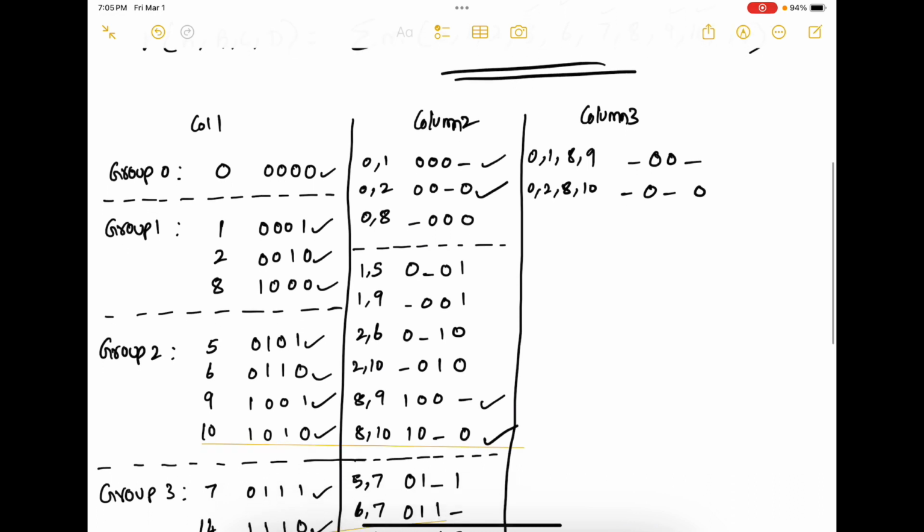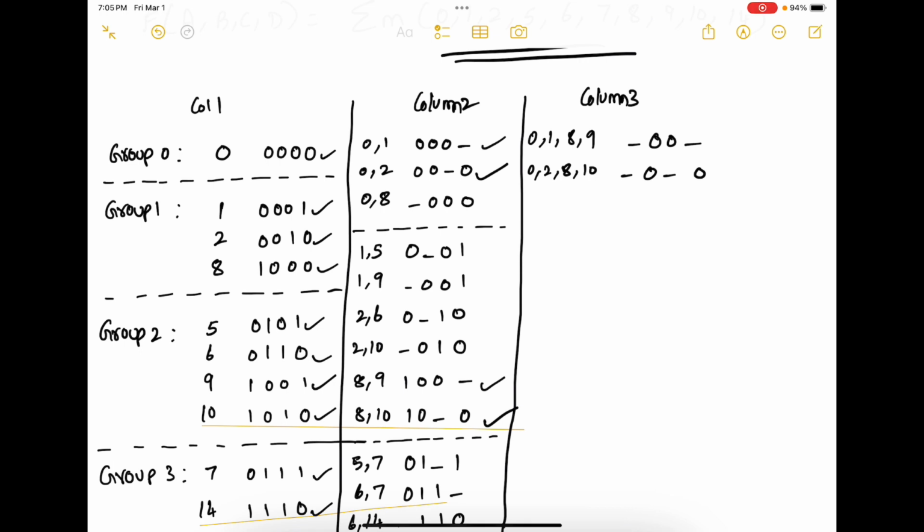Can you combine 0 8 with something else? Form a pair between 0 8 and 1 9. So 0 8 1 9, which is this and this. There is a 1-bit change and the dashes are aligning as well. But if you notice more closely, 0 8 1 9 is nothing but 0 1 8 9, which is same as this one here. So we can basically ignore this.